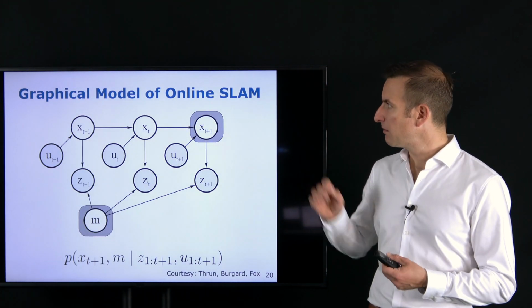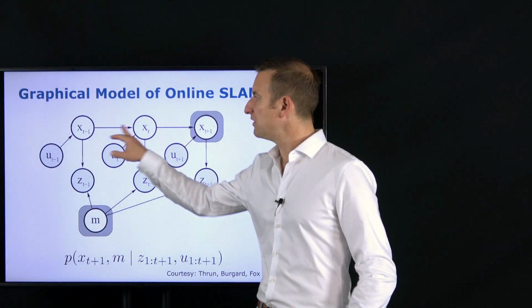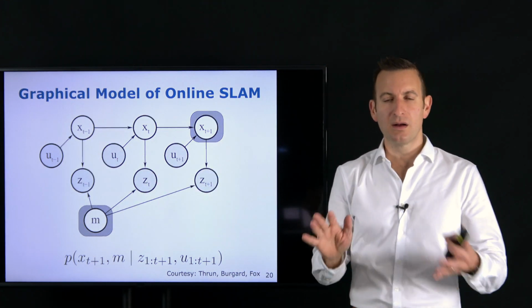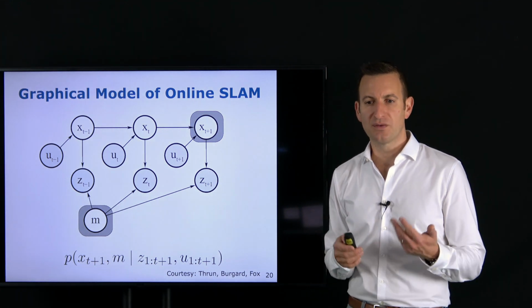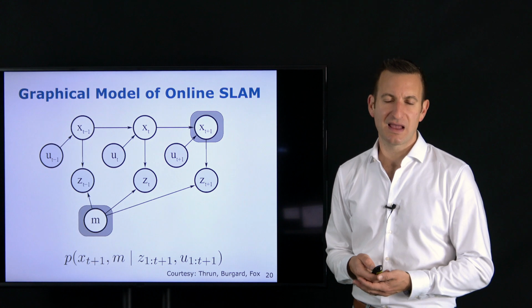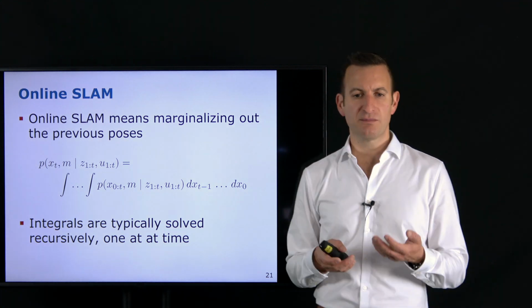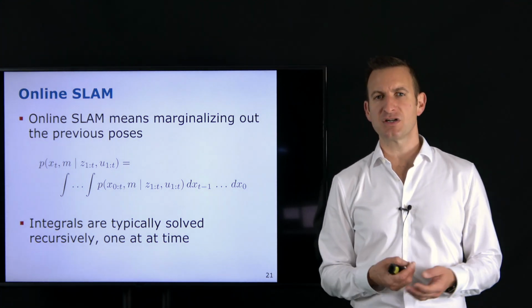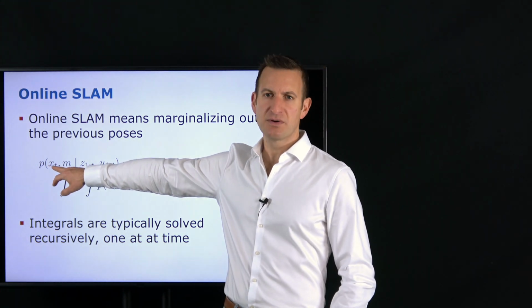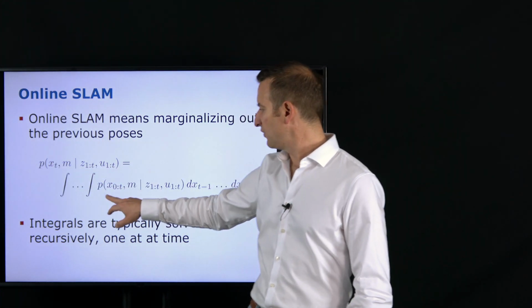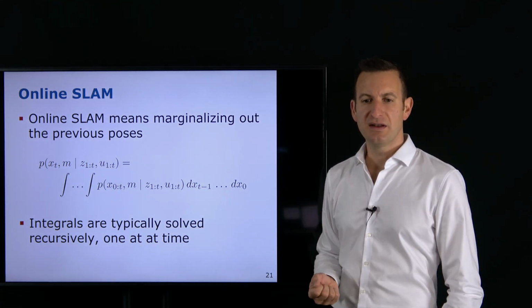And this graphical model for online SLAM looks slightly different. The whole structure is the same, but the unknowns are only those two variables. So I don't need to estimate, or I can ignore or marginalize out, the variables that refer to the previous poses. You can also reformulate the online SLAM problem in relation to the full SLAM problem by saying the online SLAM posterior is your offline SLAM posterior, but you're integrating out, or marginalizing out, all the previous poses. You're basically integrating them away.